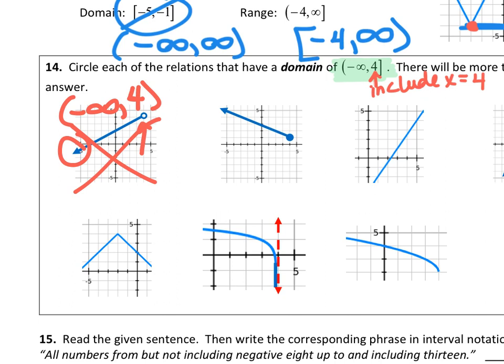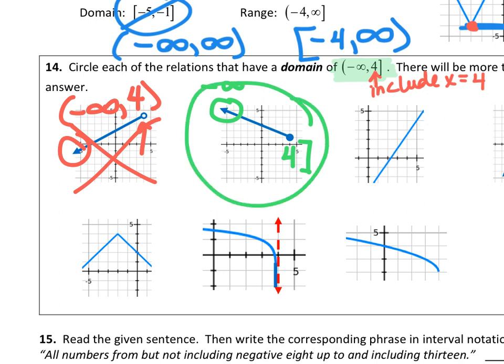But this next graph, on the left is negative infinity, on the right is 4 with a square bracket, and so this graph is one of our answers. The next graph, remember, goes down forever and up forever, and it also goes left forever here and right forever there. And so on the right, it doesn't stop at 4, therefore this graph is not included in our answers.